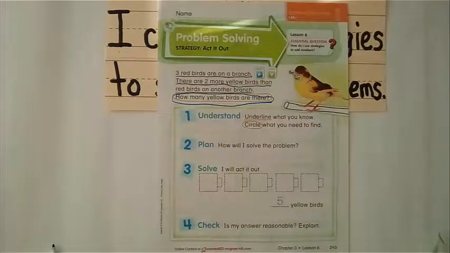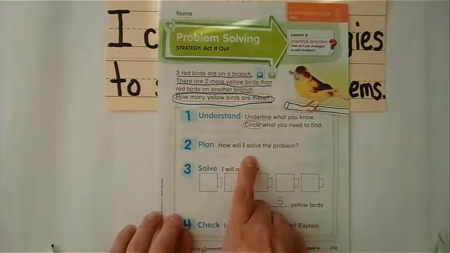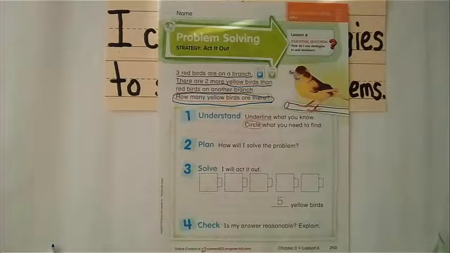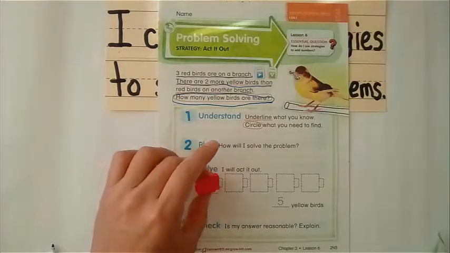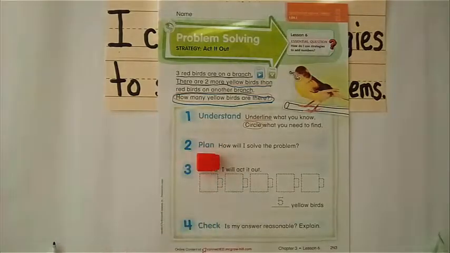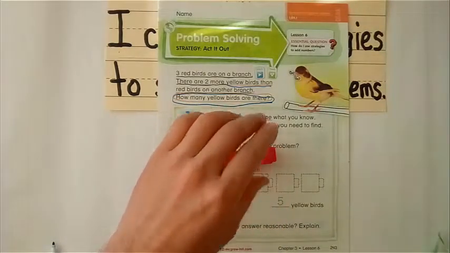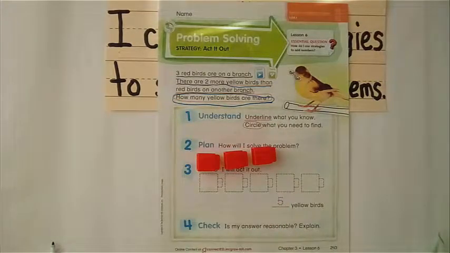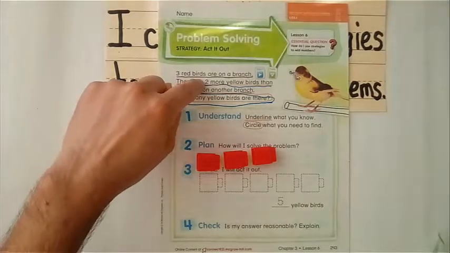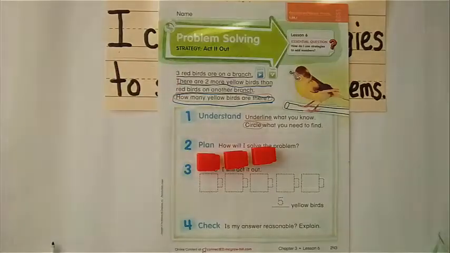Now it says, how would I solve this problem? What kind of a plan do we need to solve this problem? Well, we can try to act it out. We can try to use our blocks to help us. If I know that there are 3 red birds, right? So I know that there's 3 red birds, because it says that there's 3 red birds. Now I know that there's 2 more yellow birds than red birds.